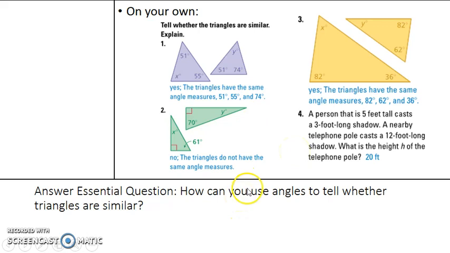The essential question, how can you tell whether triangles are similar by just using their angles? How many angles do you need to have? I kept talking about this. How many angles do you need to have? Refer back to that very beginning, that first thing you wrote down in your notes besides your title and essential question, and that will help guide you on that essential question.